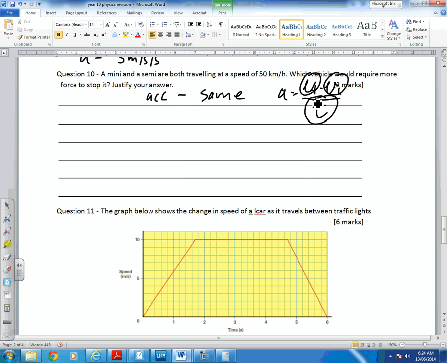So what we want to look at is that force is proportional to mass in both of them. So the size of the force is going to be proportional to the size of the mass. So the mini, it's got a small mass. So therefore, it's got a small force. Semi, it's got a big mass. So it's going to have a big force. And so there's the justification to show that the semi is going to require more force.